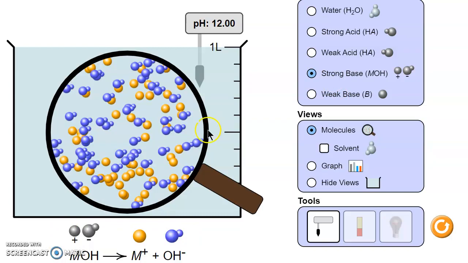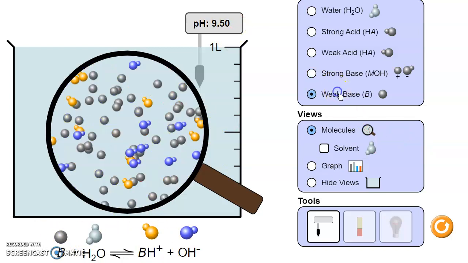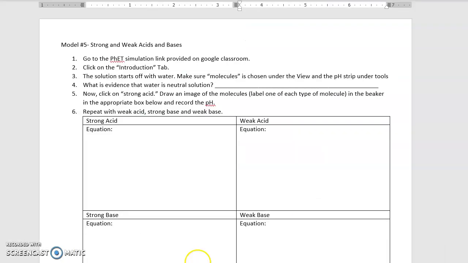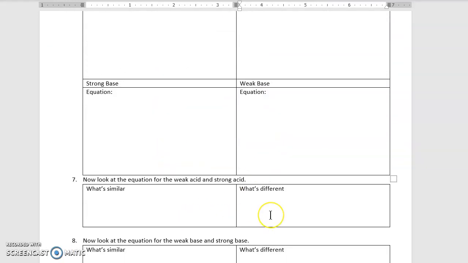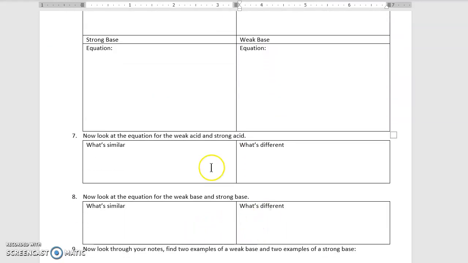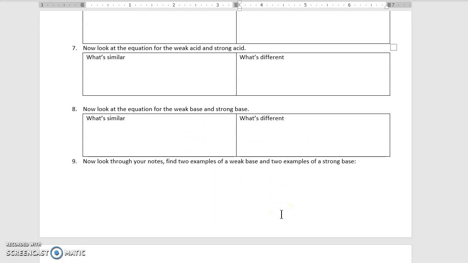You would just go through, look at the bases, look at the pH, look at what's in the equation, look at what's in the solution, and then go on to the weak base. That will allow you to fill out the boxes here, the equations, and it asks for anything that's similar, anything that's different between the weak acid and strong acid, and the weak base and the strong base.